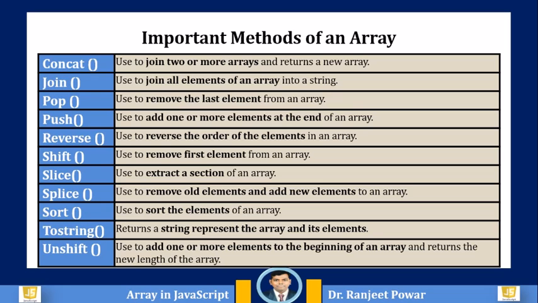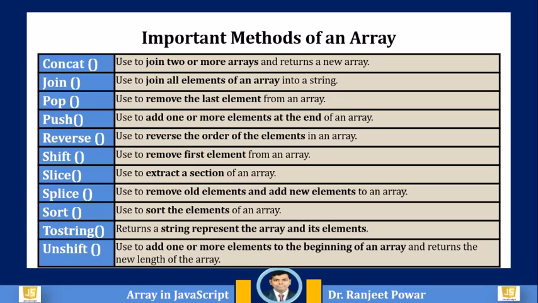Now let's move to important methods of an array. The first one is the concat method. It is used to join two or more arrays. Concat does not alter the original array, but it returns a copy of the same elements combined from the original arrays.